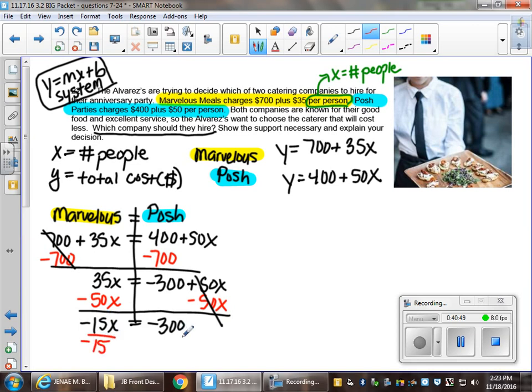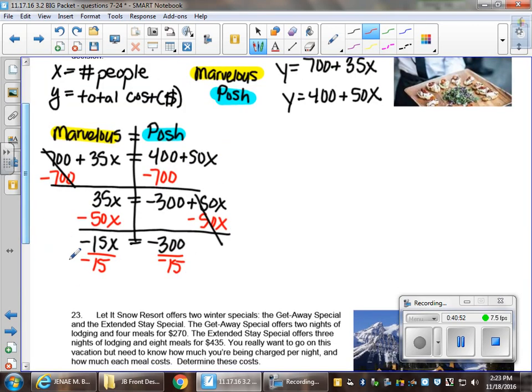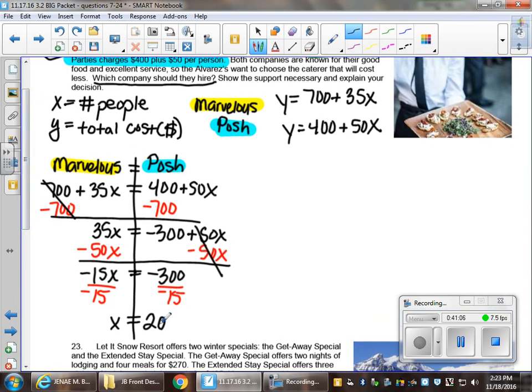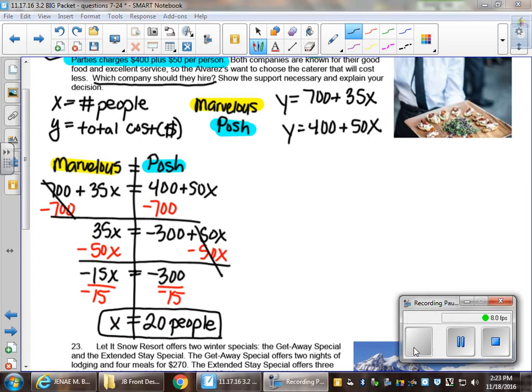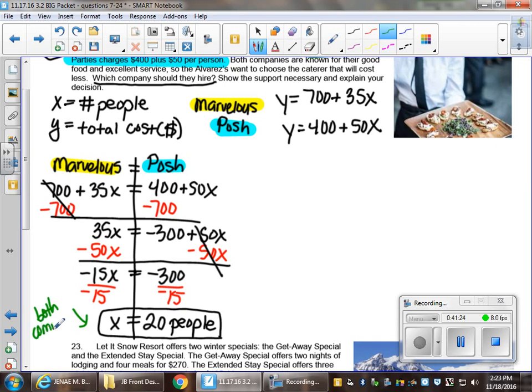Divide by negative 15. Divide by negative 15. X equals negative 300 divided by negative 15 is 20. To know what x means, I go back up and I look at my variables. X is number of people, so 20 people. Now, we have not answered the question just yet. This is when both companies cost the same.